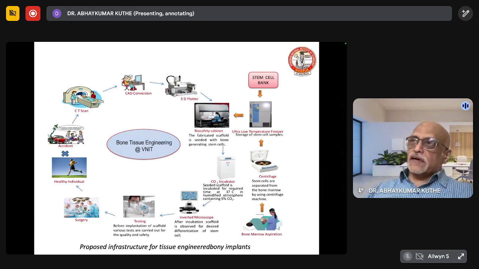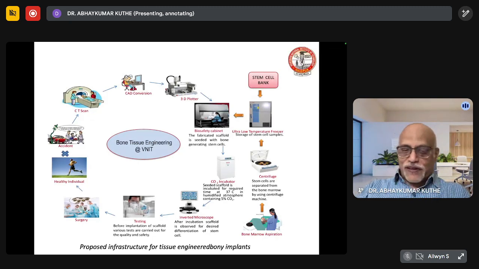Why? Because in the metallic implant, as I already mentioned to you, stress shielding was the major problem and the metal implant gets loosened. Here, the stress shielding problem can be overcome. So this is how the whole approach of bone tissue engineering at VNIT, as I already mentioned to you, that we do have a very good bone tissue engineering lab. Please do visit and see how exactly we are trying our best to develop such things.